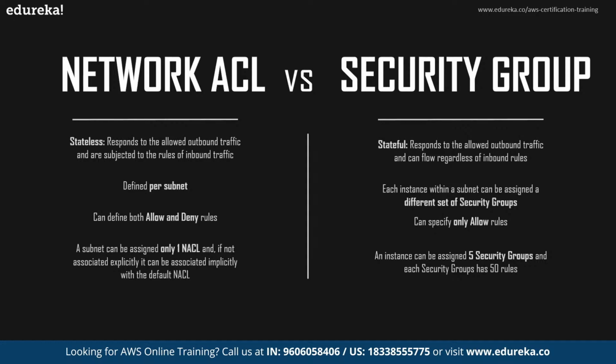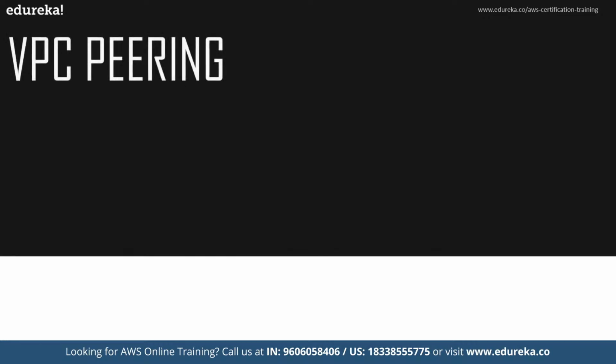Importantly, NACLs are defined per subnet. It is an extra layer of security. Security groups have to be defined at an instance level, and every instance can have a different set of security groups. Lastly, a subnet can be assigned only one NACL, and if not associated explicitly, it is associated implicitly with the default NACL. Whereas in security groups, an instance can be assigned 5 security groups, and each security group has 50 rules.